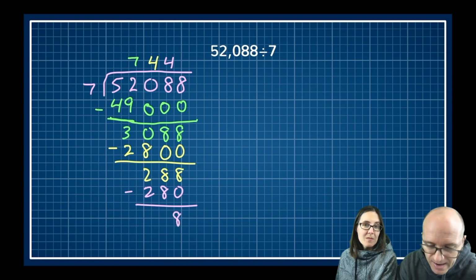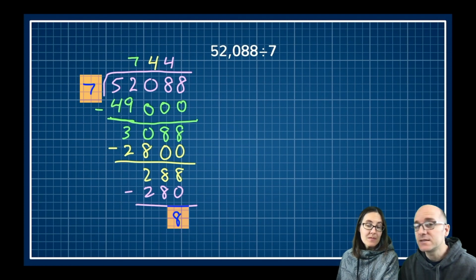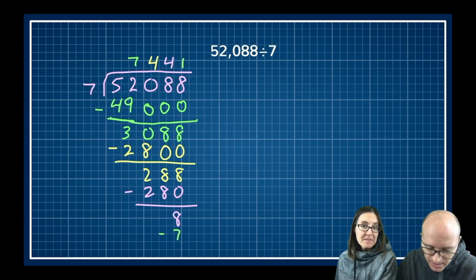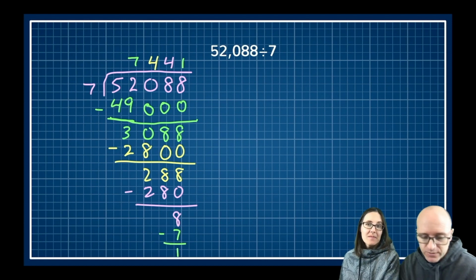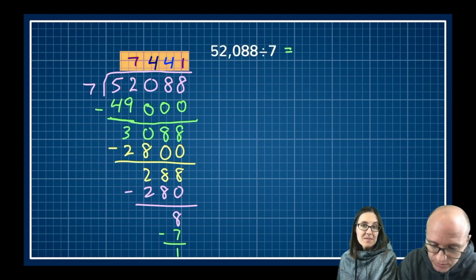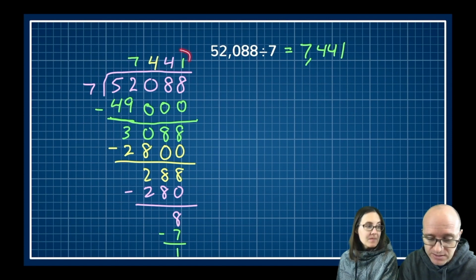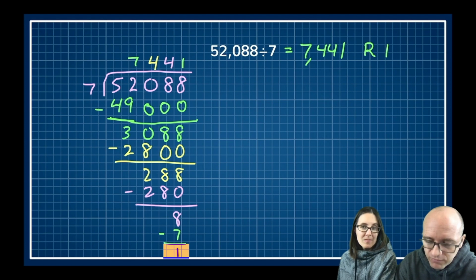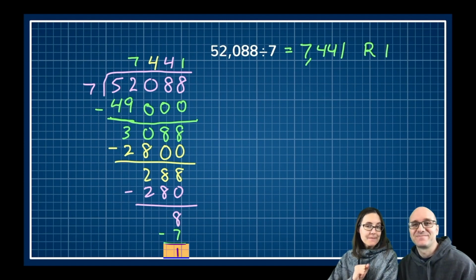Okay. How many times does 7 go into 8? 1 time. And when we do that, what's left over? 1 extra. So 52,088 divided by 7 is equal to 7,441. That was the number on top here. But then with a remainder of 1. Very nice. I like it.